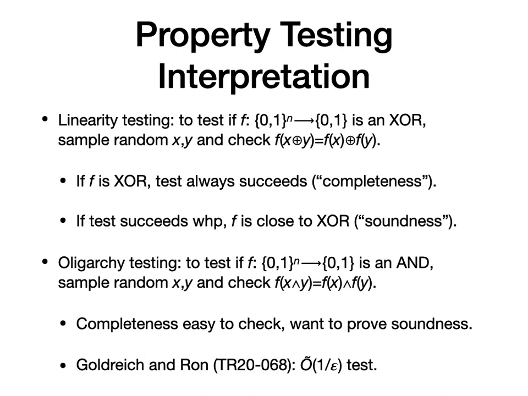And we can use this to test whether f is an XOR. We just choose x and y at random, and check if this equation holds. So if f is an XOR, then the test always succeeds. This is known as completeness.